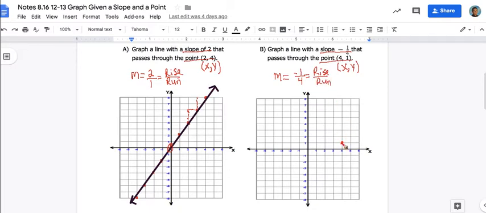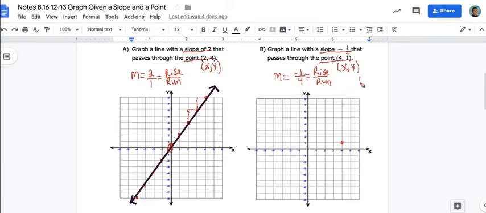So we have a rise of -1 and a run of 4. So that means I'm going to start at this point and I'm going to go down for my rise because it said -1. And now I'm going to run 4. 1, 2, 3, 4. Uh-oh, I can't graph that way. That's okay. So now, since it's a negative slope, I can move that negative down to the bottom.